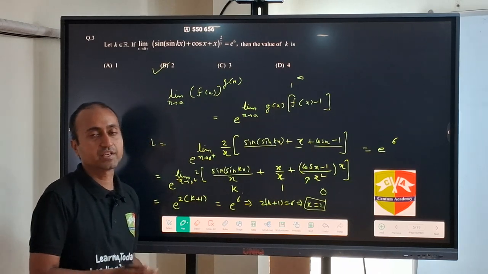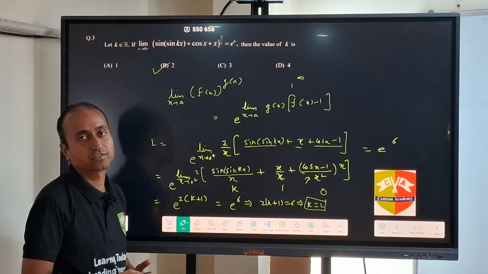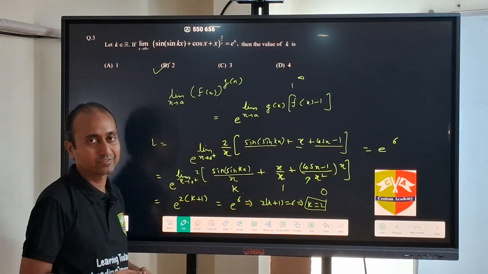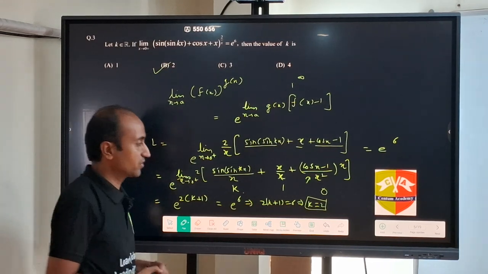So this is a question of standard limits. It's like a JEE Main level question, not even JEE Advanced level, rather easy. Alright, moving on to the next one.